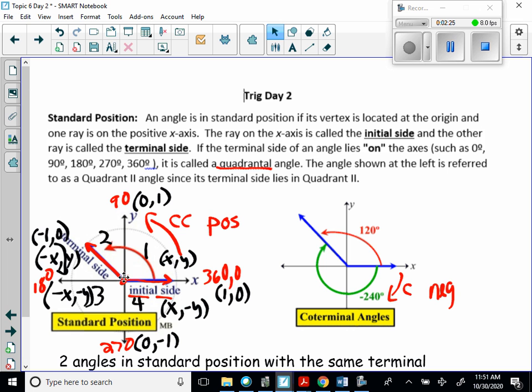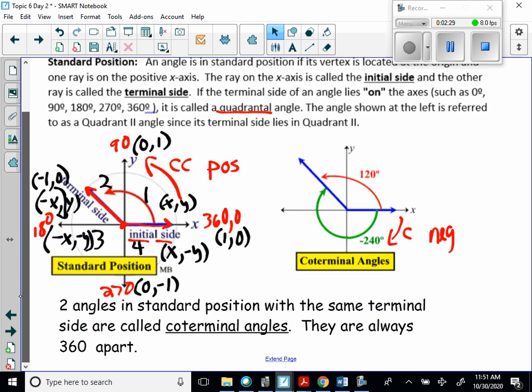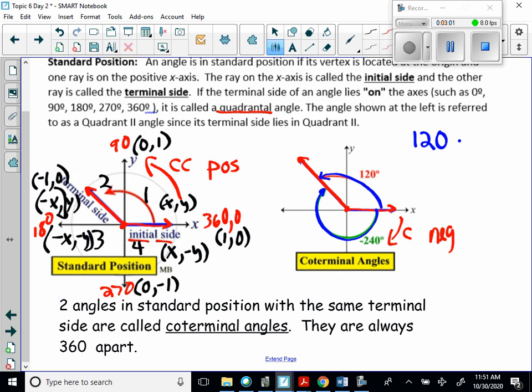Now angles that are coterminal have their terminal side stop in the same place. Notice that when we look at this angle here, its initial side is on the positive x-axis and its terminal side is in the second quadrant. Whether we go around negative 240 degrees or a positive 120 degrees, we still end up in the same spot. If we look at the difference between these, 120 minus negative 240, we find out that they're exactly 360 degrees apart. So coterminal angles have to be 360 degrees apart, and there's an infinite amount of coterminal angles to each respective angle. As long as you are 360 degrees apart, you are good to go.